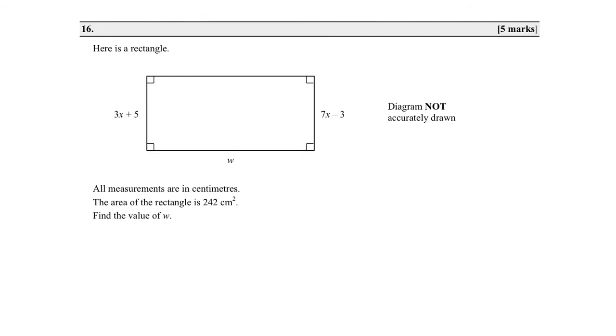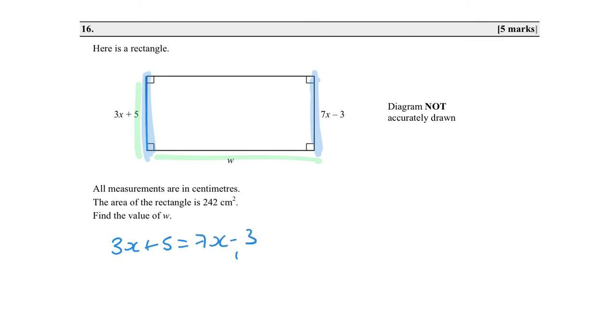So, we need to find the area of the rectangle. What do we know? We know the area of a rectangle is base times height. And we also know that this is the same as this. So we know that 3x plus 5 must equal 7x minus 3.